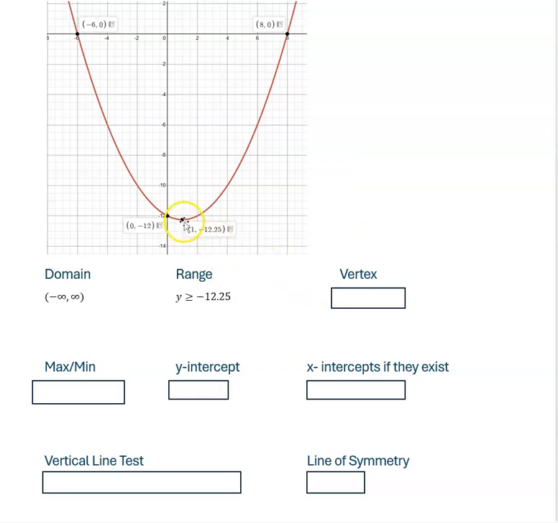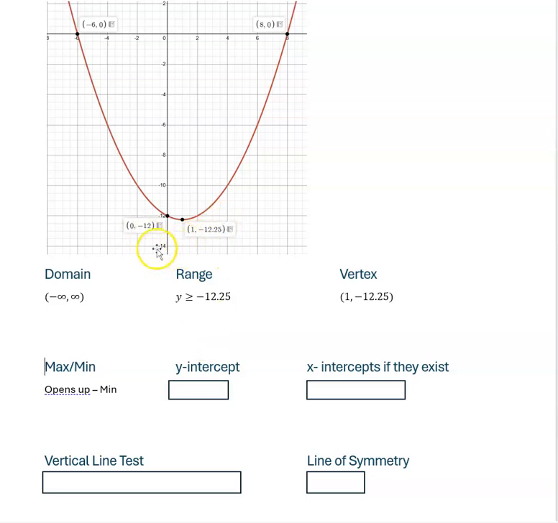The vertex is that very lowest point of a graph when it opens up. And so our vertex is given on the graph as 1, negative 12.25. Since our graph is opening up, we can see that this is the minimum value of that graph. So in this case, we would say it opens up, so it's a minimum. If it was to open down like an umbrella, then the vertex would be a maximum. So it depends on whether it opens up or down, whether you're dealing with a max or a min.